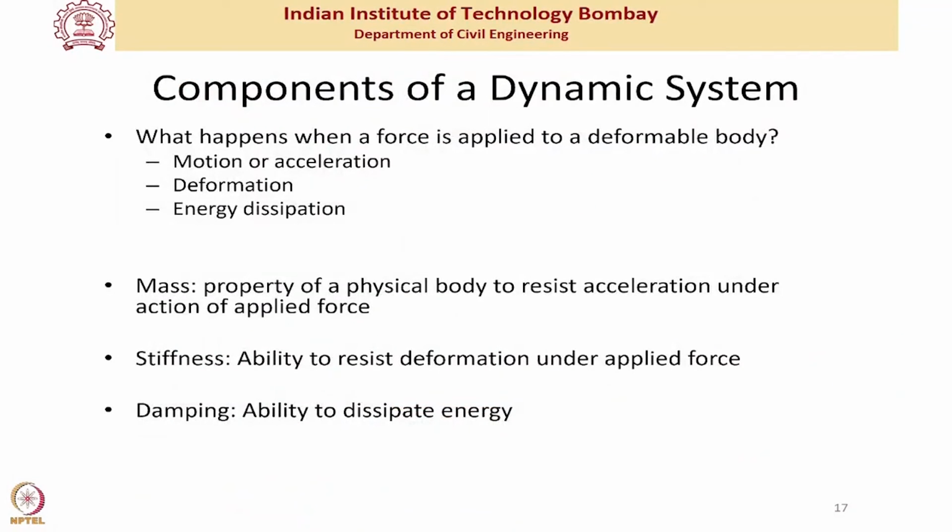So coming to the different components of a dynamic system, you have to think about what happens when a force is applied to a deformable body. Forget about this slide, don't look at it right now, but just think you have a deformable body and then you apply a force that is varying with time. Can I say that if you apply a force on a deformable body, there would be motion or acceleration? And if it's deformable, then of course there would be deformation. And can you imagine, if I apply a load to a structure, there would be some sort of energy dissipation.